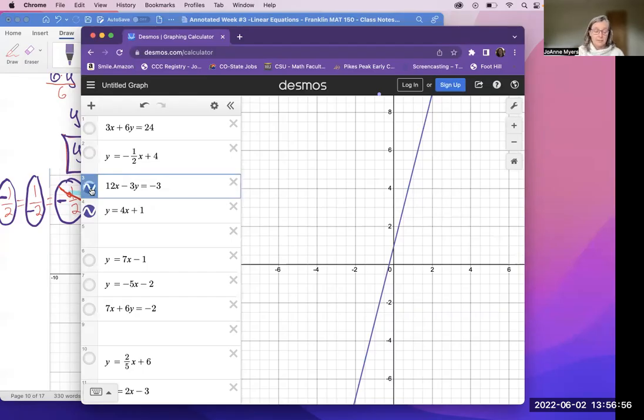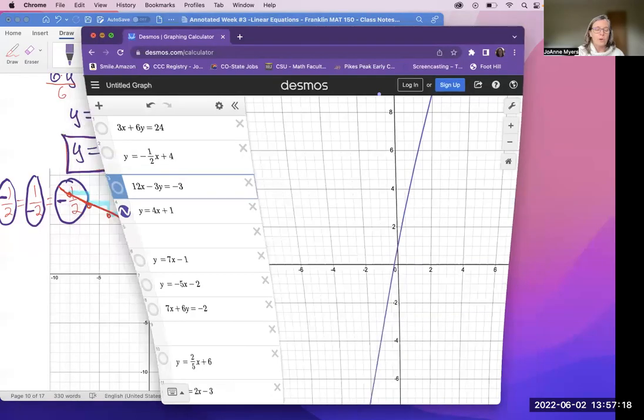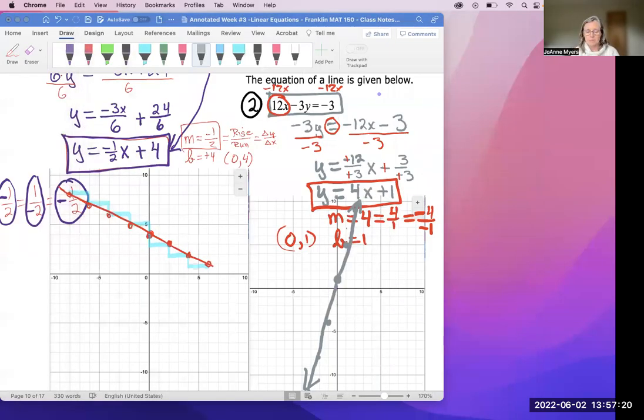So again, 12x minus 3y minus 3, that blue line has all the same answers as y equals 4x plus 1. Y equals 4x plus 1, y equals m times x plus b. M, 4, is my slope. That's how steep my line is. 1 is the y coordinate for my y-intercept.